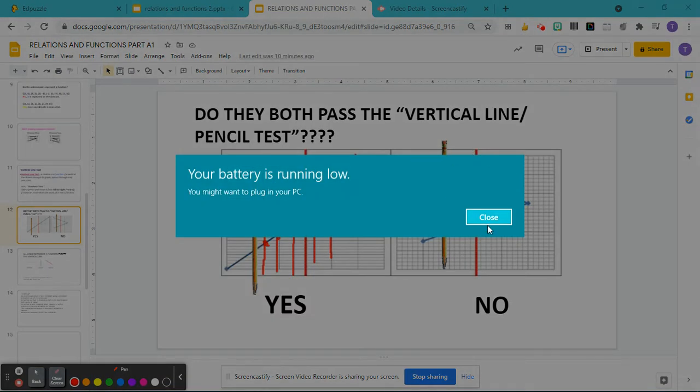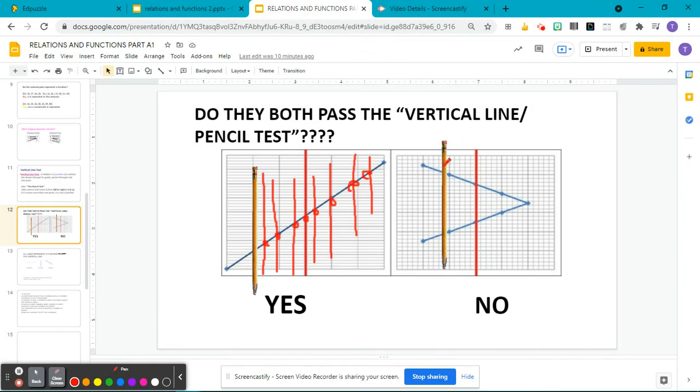But when I look at this one, I'm touching a point here and I'm touching a point here. If I draw another line, I'm touching a point here and I'm touching a point here. So no, it is not a function.